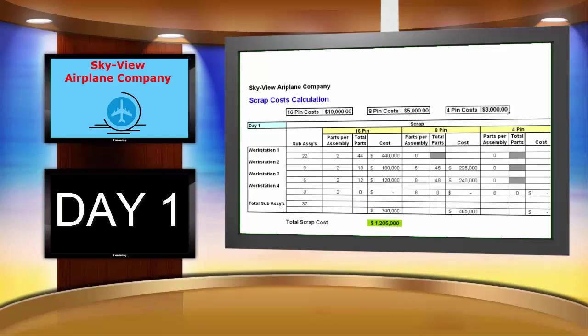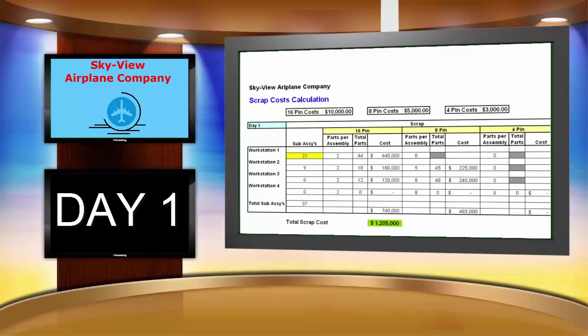Now, let's take a look at what our scrap exposure is for the Skyview Airplane Company. This table shows all of the scrap cost calculations. Our first step is to count the number of assemblies between Workstation 1 and 2. We count all assemblies that are either finished in Workstation 1 or in the queue of Workstation 2.